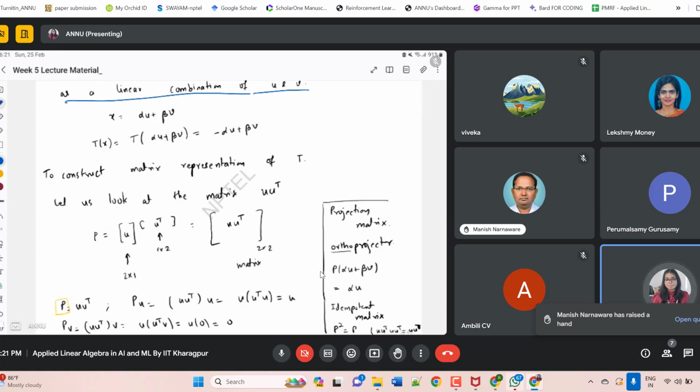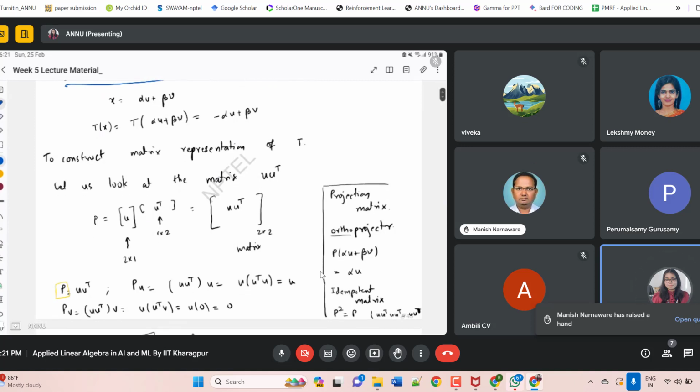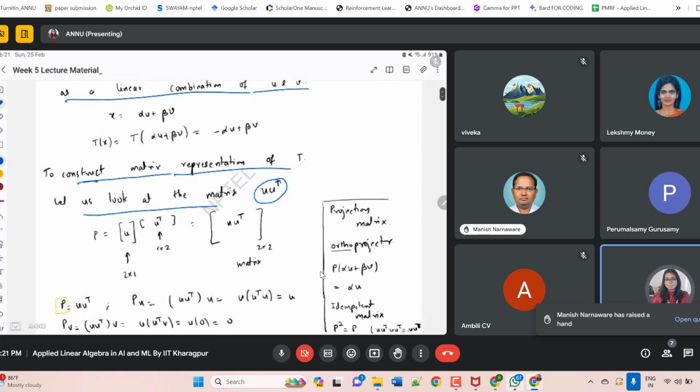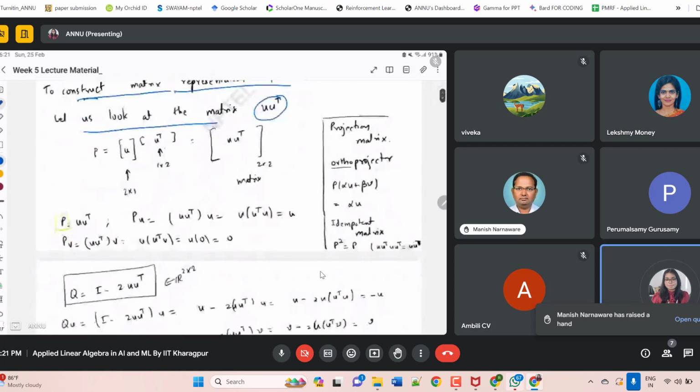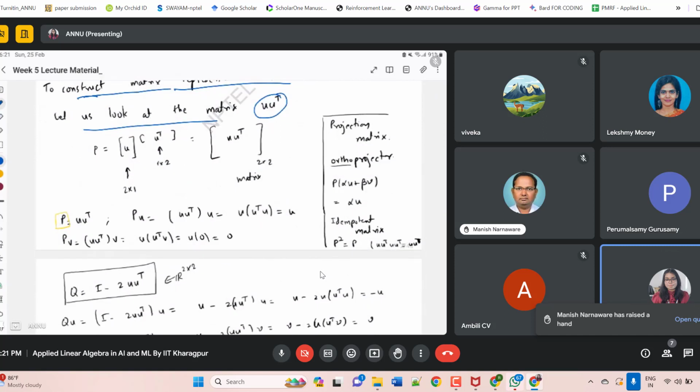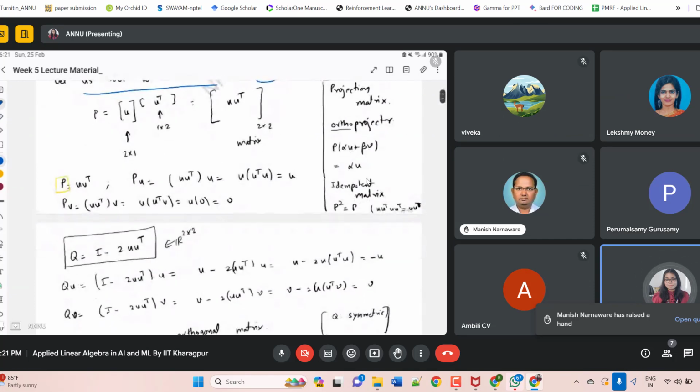So how will we see this? To construct the matrix representation of T, Sir took a particular way. Sir took this UU transpose. Let's see how this particular matrix looks. Let's name this UU transpose matrix a projection matrix, because it has some particular properties. You should always remember what a projection matrix is. If you multiply it with U, you always get U, and if you multiply it with V, you get 0. This is the projection matrix property.